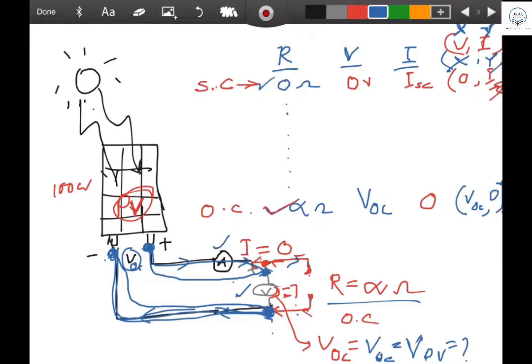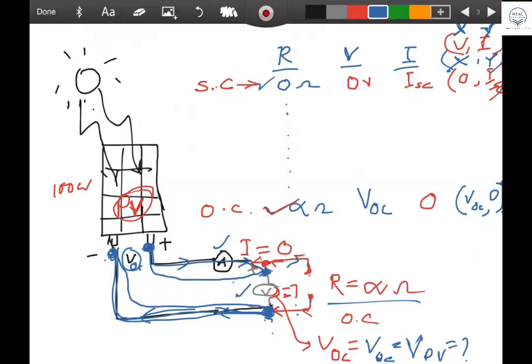Sir, when we connect the voltmeter, doesn't the electricity flow through the voltmeter? Yes, sir. But that is a separate issue. That is the construction of the voltmeter. But here, sir, we are not using any current flow, so there shouldn't be any voltage. No, no, I'm not talking about that.